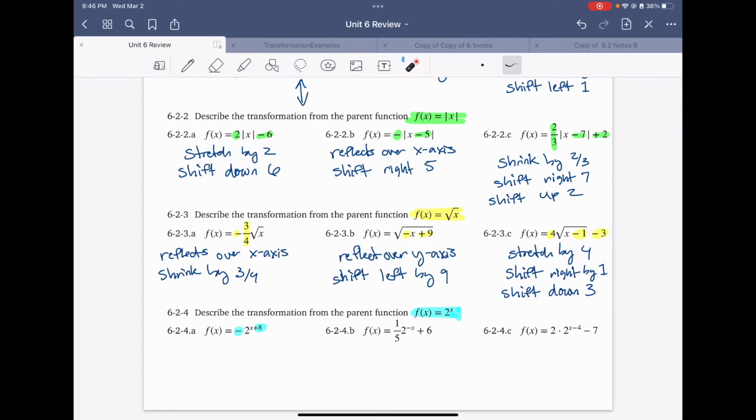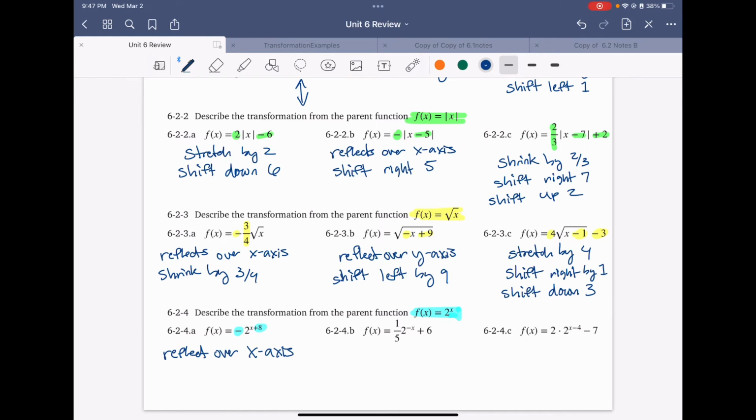So we don't consider the 2. It's part of what's already there, so it's not a transformation. All right, so the negative, remember the negative's in front, so it's going to reflect over the x-axis. And then the plus 8 is up in the exponent.